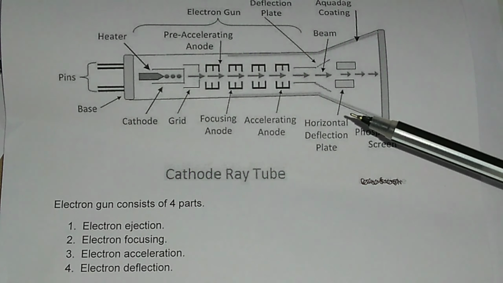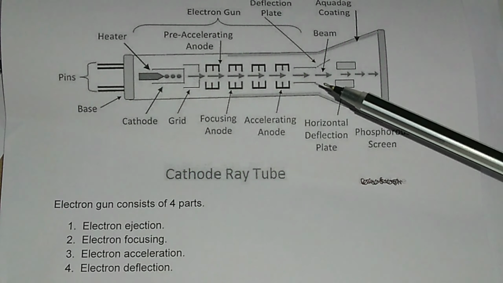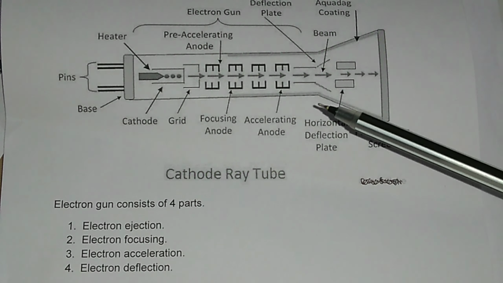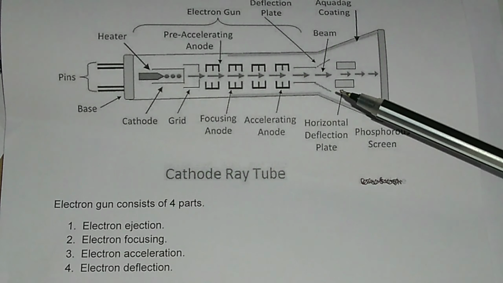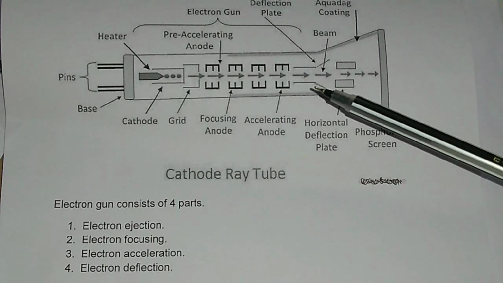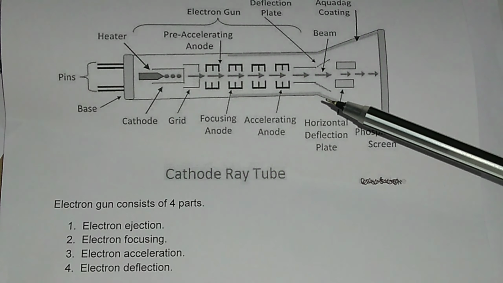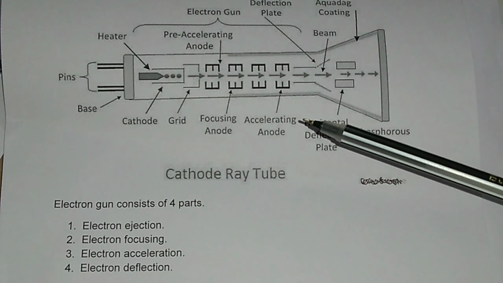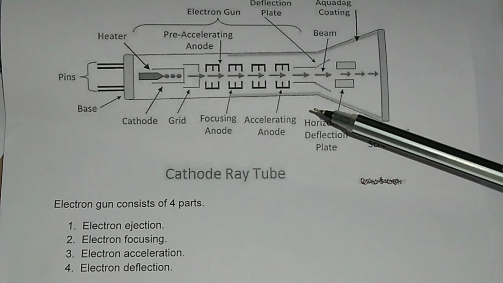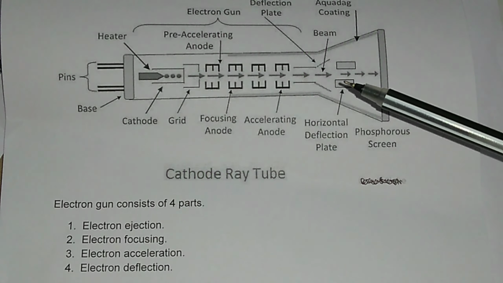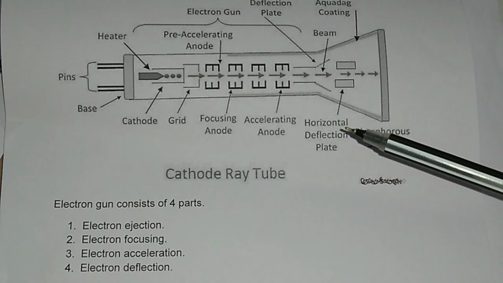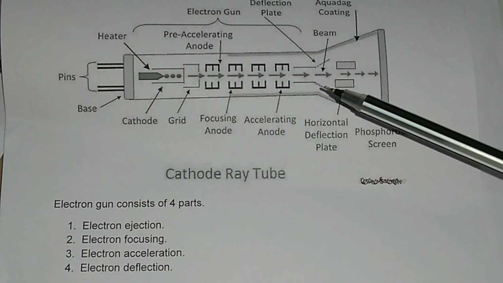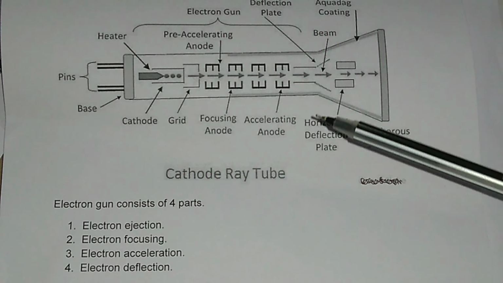You have two sets of plates, one set for the horizontal plane and one set for the vertical plane. In both sets you have two connections. Suppose one plate of the horizontal deflection set is connected to the ground; then one plate of the vertical deflection set will also be connected to the ground.